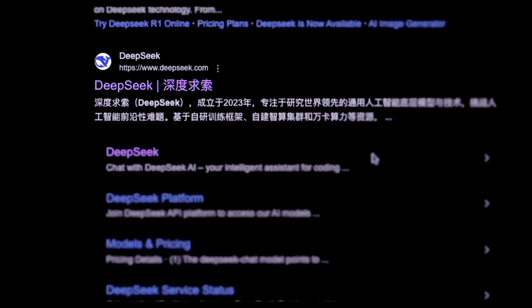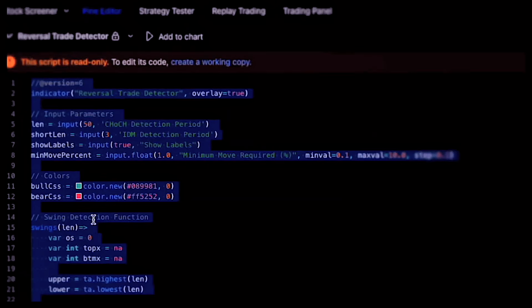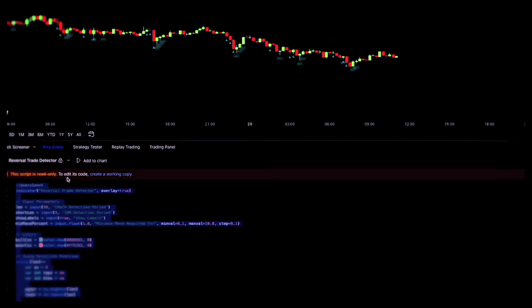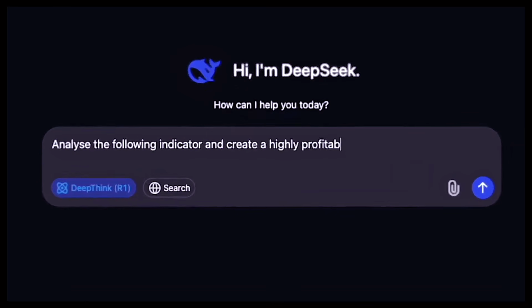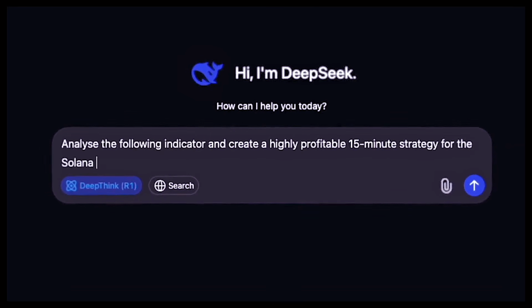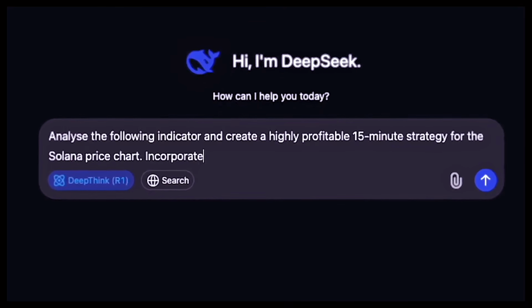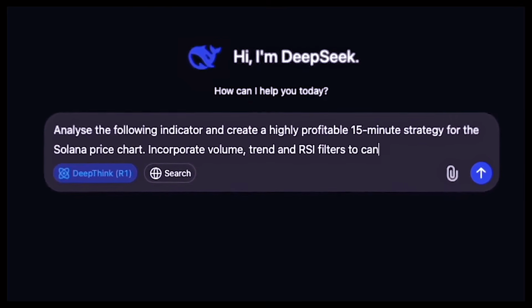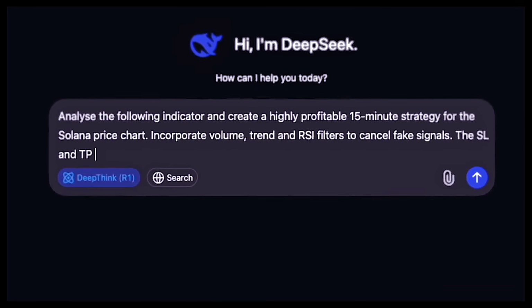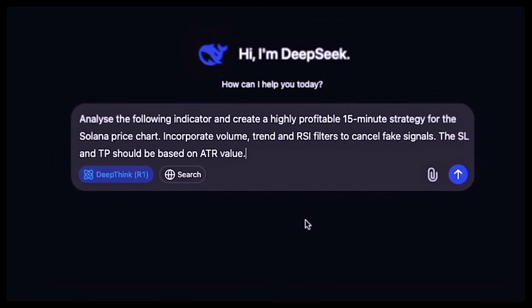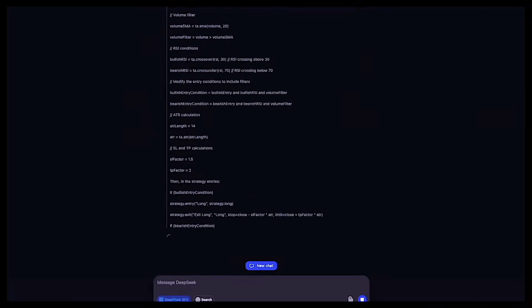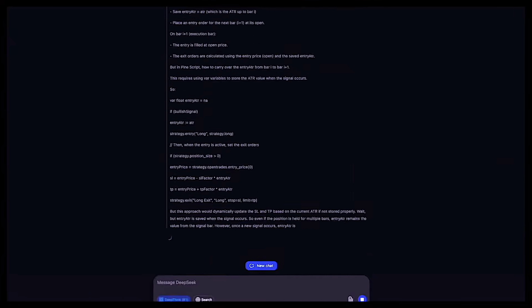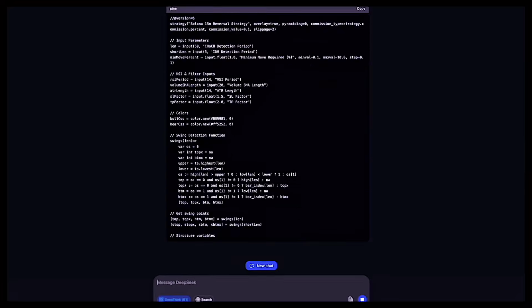Fire up DeepSeek. This AI is unreal for what we're about to do. Open TradingView's Pine editor, grab the reversal trade detector's script, and feed it to DeepSeek. I'm asking it to analyze the code and cook up a profitable strategy for Solana's 15-minute chart, using volume, trend, and RSI filters to weed out weak signals. I also want stop loss and take profit levels based on ATR. Paste the script into DeepSeek and watch it work its magic. It breaks down the indicator, crafts a strategy with precise buy-sell conditions, and spits out a complex Pine script.